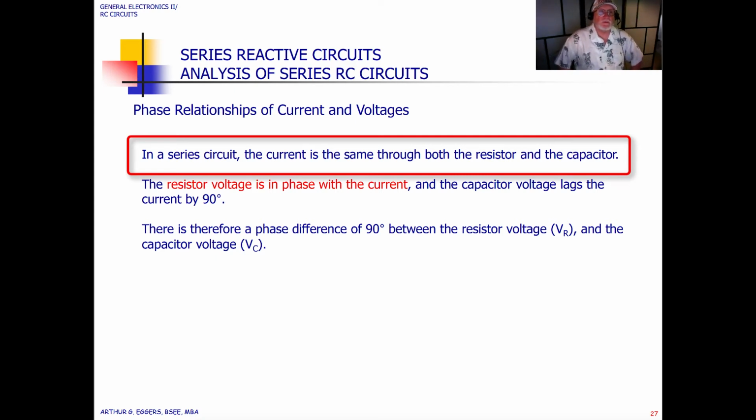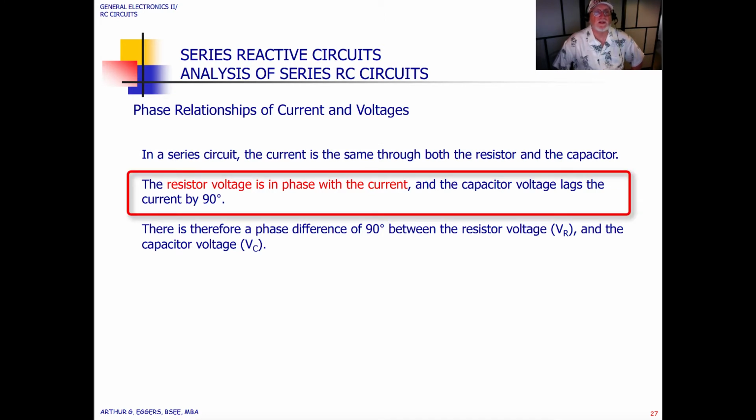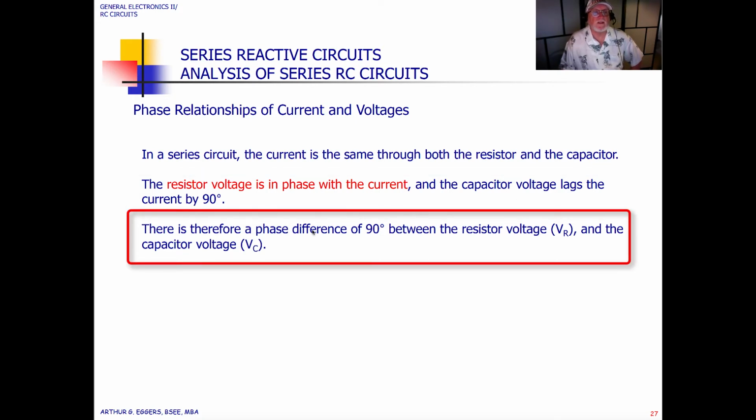Phase relationships of current and voltages. In a series circuit, the current is the same through both the resistor and the capacitor. The resistor voltage is in phase with the current, and the capacitor voltage lags the current by 90 degrees. There is therefore a phase difference of 90 degrees between the resistor voltage V sub R and the capacitor voltage V sub C.